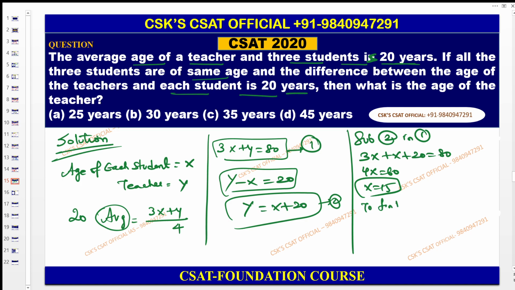So to find y, substitute in 2. So teacher is equal to 15 plus 20. So teacher is equal to 35. So the age of the teacher is 35. Understood? Others? Okay, fine. Next.